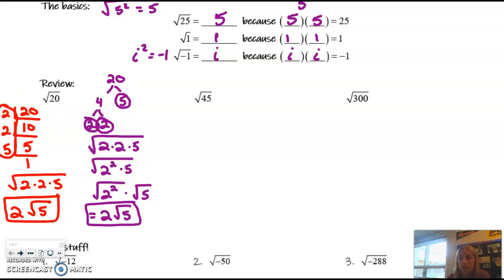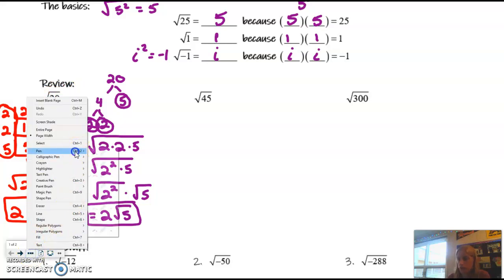It doesn't matter if you like to factor using the ladder or you like to factor using the tree, you still get to the prime factorization of 20 is 2 times 2 times 5. So let's try another one.